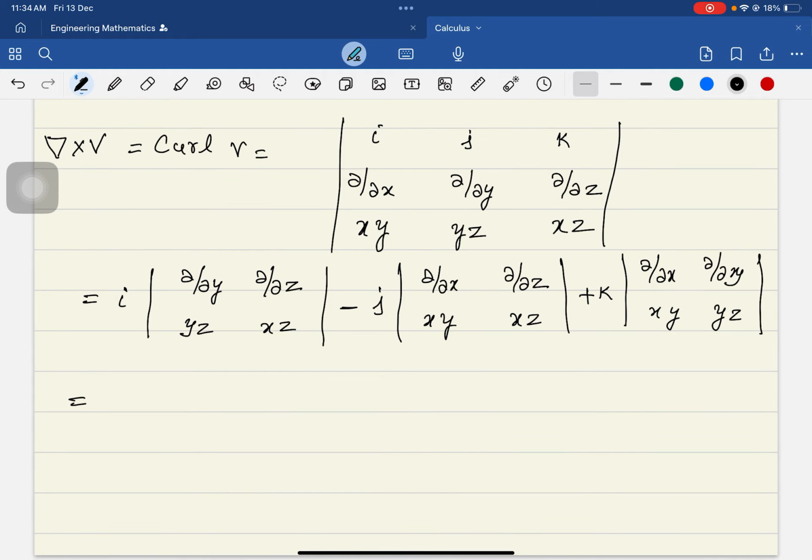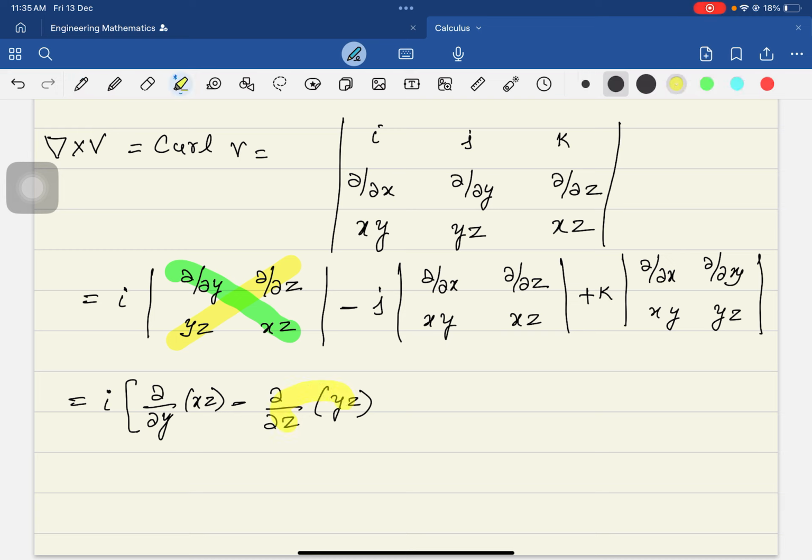Now how to do this? This is i times: always first take the principal diagonal element, so that is ∂/∂y of xz, minus the next one, which is ∂/∂z of yz. So what is the value of this? ∂/∂z of yz is this one and ∂/∂y of xz is this one. I hope you are able to understand.